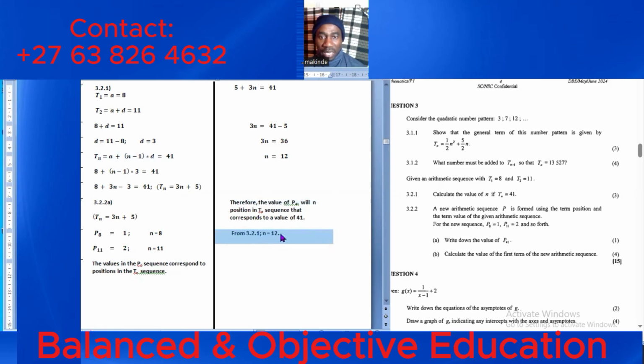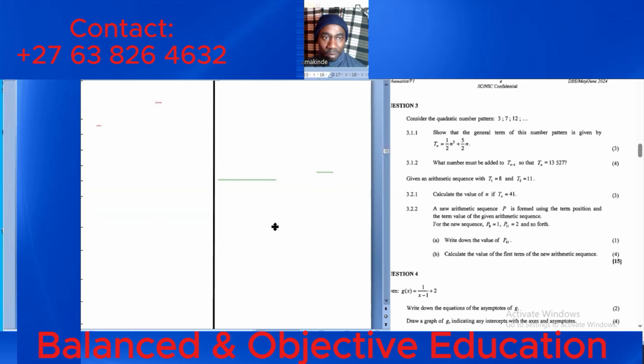So that means n equals 12. Question 3.2.2b. The question there is for us to calculate the first term of the new arithmetic sequence. The first term of the new arithmetic sequence will be the term that occupies position 1.